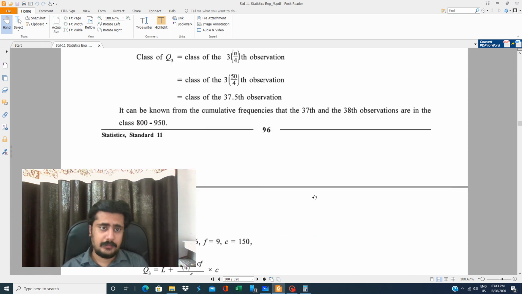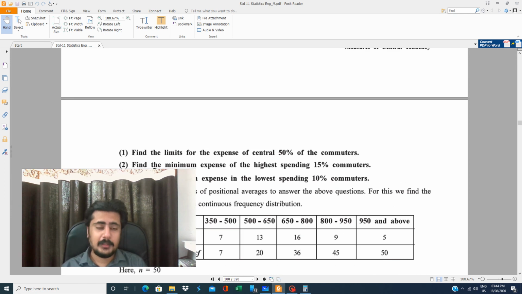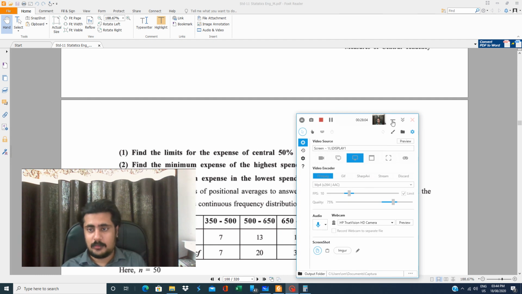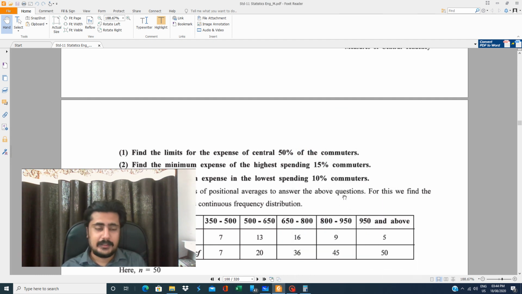So today we have completed only sub question number 1 of illustration 28. We still need to complete two more sub questions: find the minimum expense of the highest spending 15% commuters, and find the maximum expense of the lowest spending 10% commuters. So this illustration will be continued in the next lecture. In the next lecture, we will complete these two sub questions, and I will teach you how to crack what you have to do.